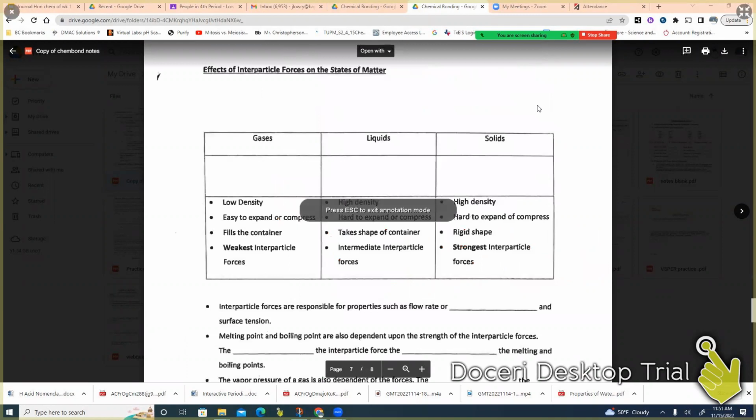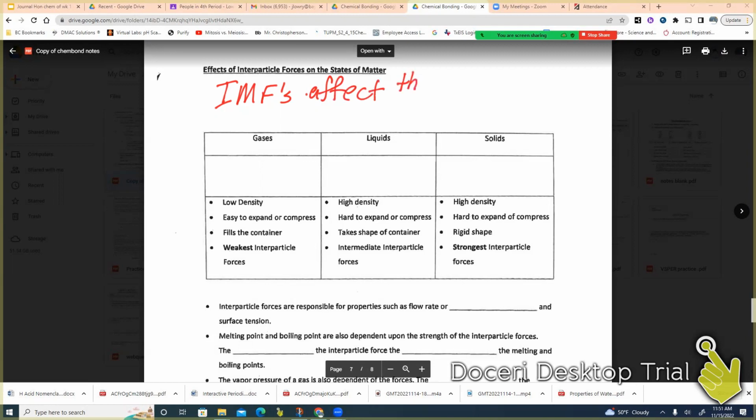So IMFs affect the temperature. Remember, temperature is going to be related to energy. And so it's going to affect the temperature at which phase changes occur.